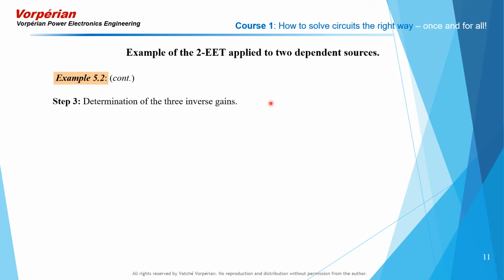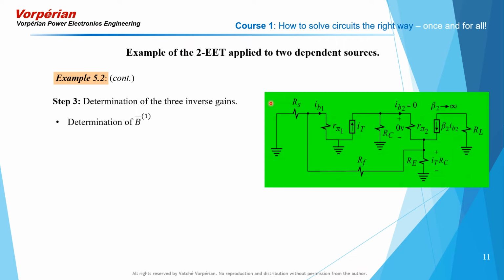Now we're going to calculate the 3 ordinary inverse gains, and the first one is Roman beta 1, given by this circuit here. In it, we've set the excitation equal to 0. This is a denominator calculation. And since we're working with beta 1, we replace the dependent current generator, beta 1 IB1, with an independent current generator pointing in the opposite direction, while the second generator is in its reference state of infinity.